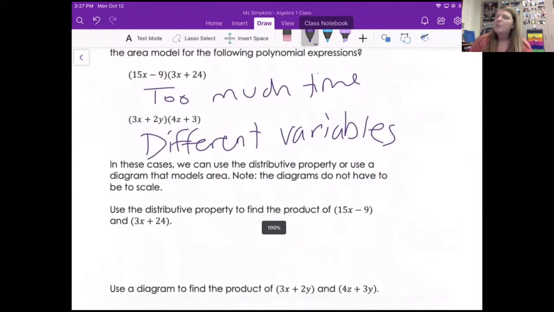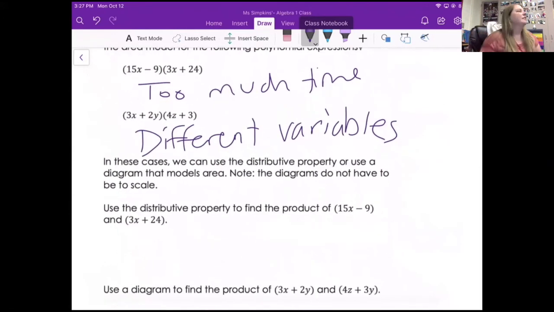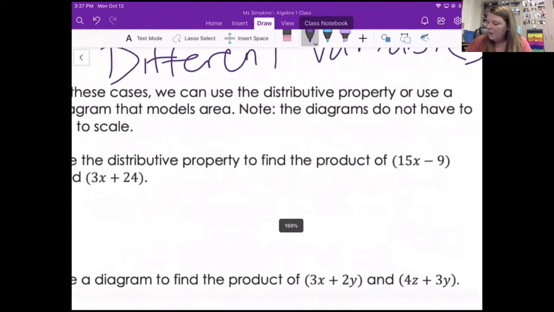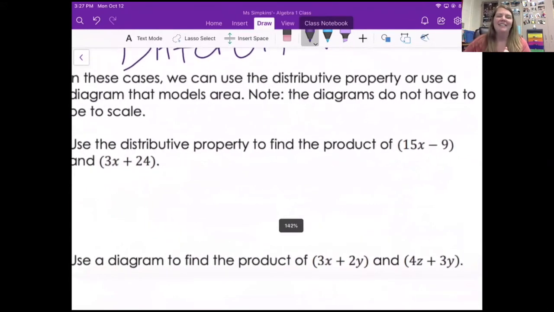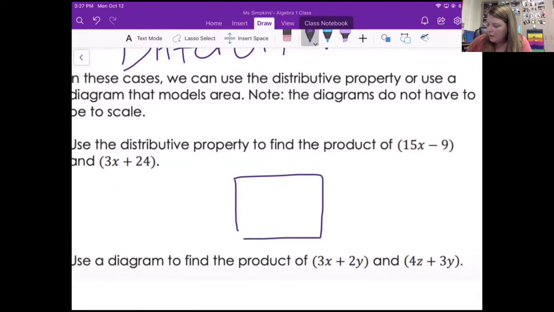So let me show you the most amazing thing you're ever going to see in your whole life. Okay. I hope you're ready. So I want you to draw a box. And I want you to cut that box into fourths. You may or may not have seen this in elementary school at some point when you're multiplying.